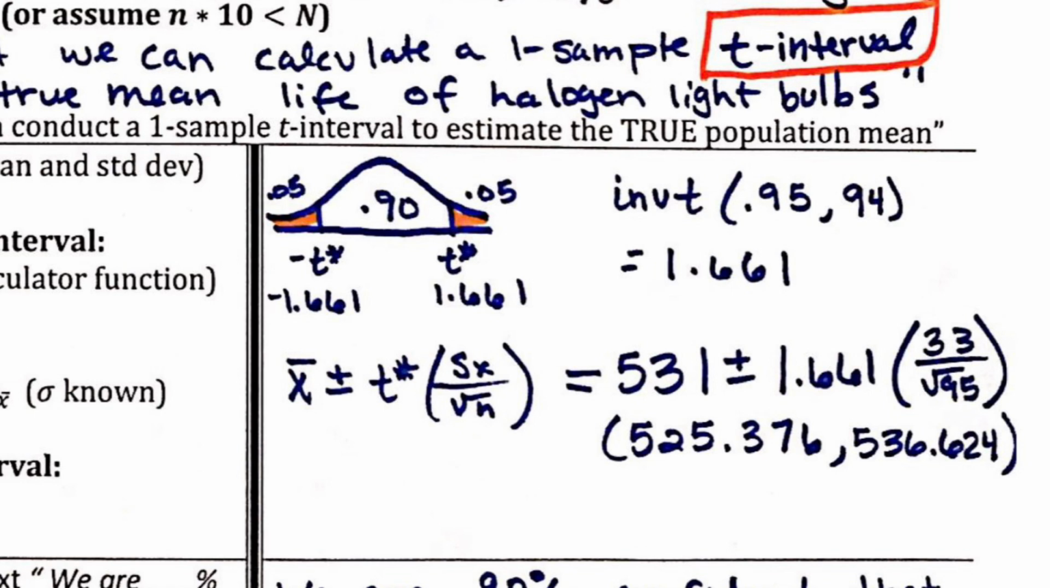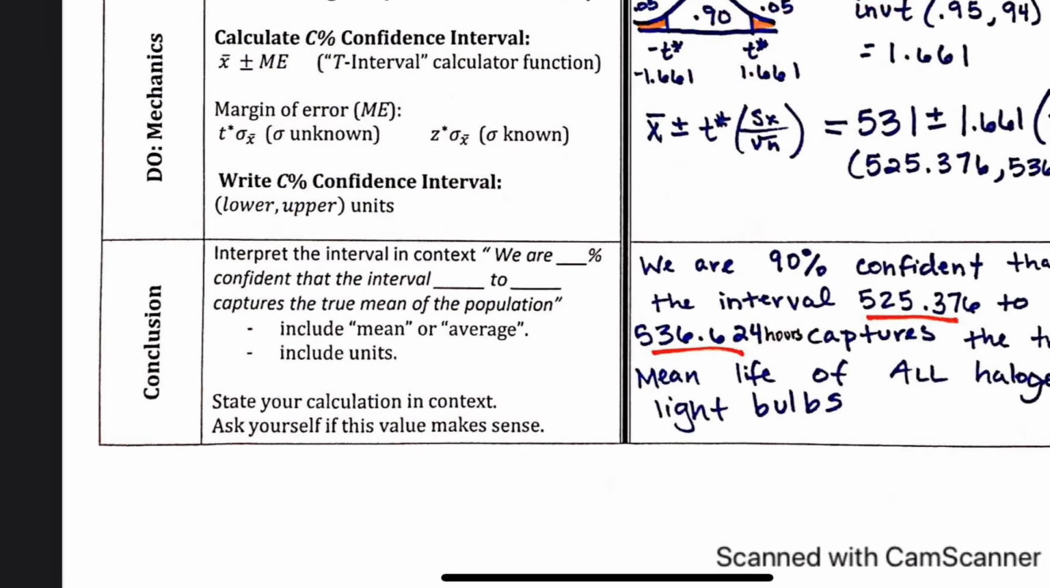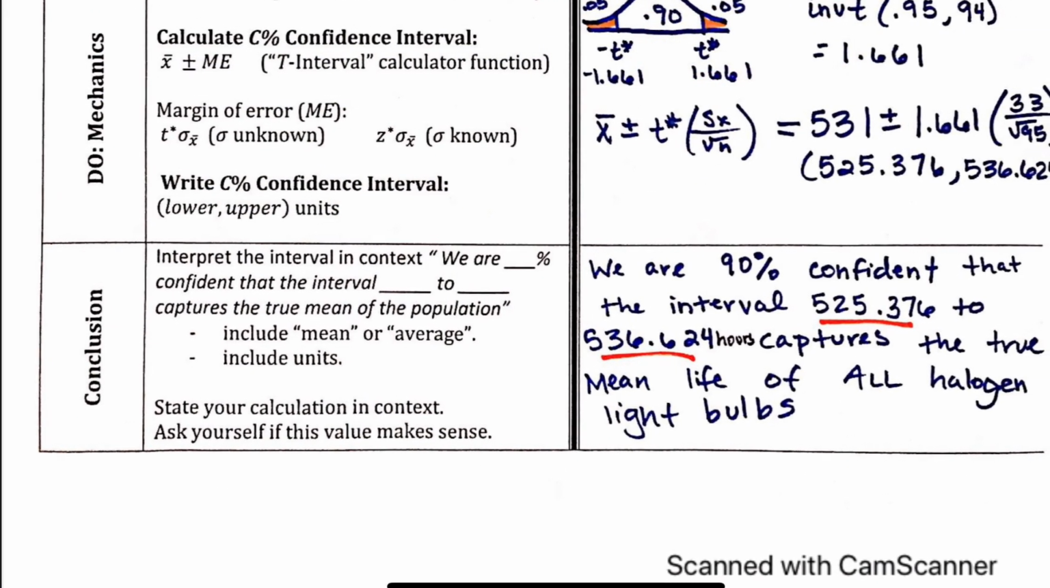So to calculate my margin of error, I have plus or minus t-star 1.661 times the standard error, and that gives me a confidence interval. Once I do those calculations, I add the margin of error and subtract the margin of error, which gives 525.376 to 536.624. Last step is to write up our conclusion in context.